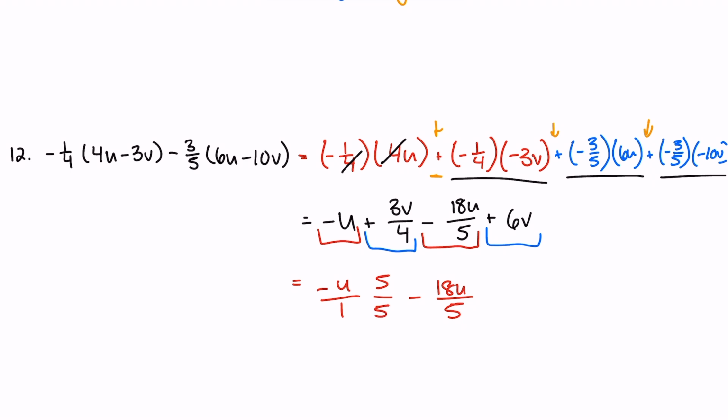So that would give us -5u over 5 minus 18u over 5. So -5 minus 18 is -23u over 5. So that's how we do that part.